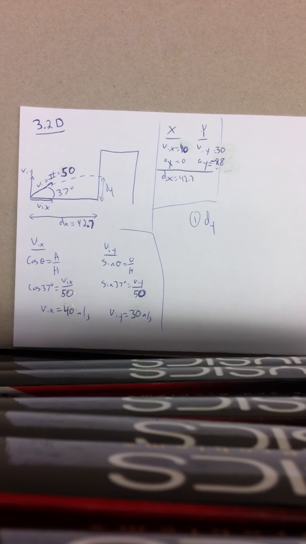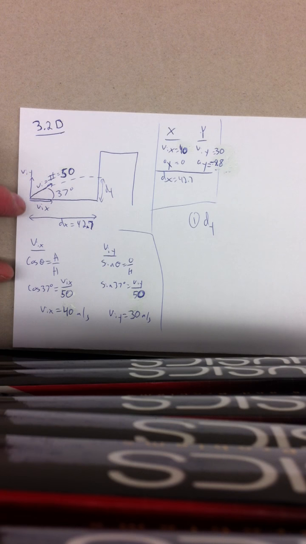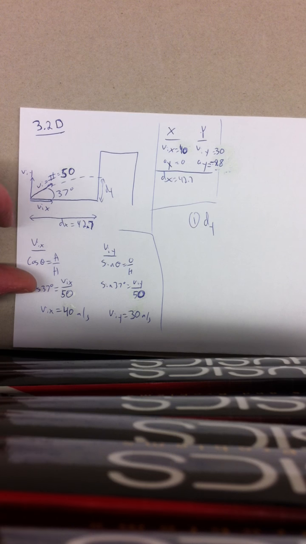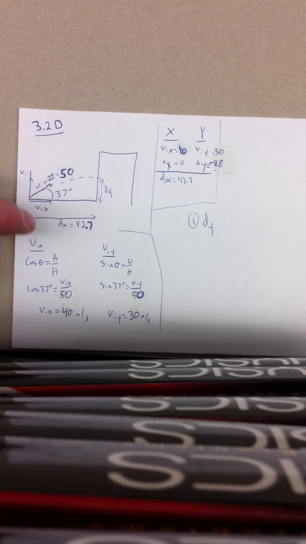Okay, we're working on question 3.2D. It talks about a building on fire, and water is shot at a distance of 42.7 meters away. The initial velocity is your code, and the angle is 37 degrees. I'm going to go with code 50.